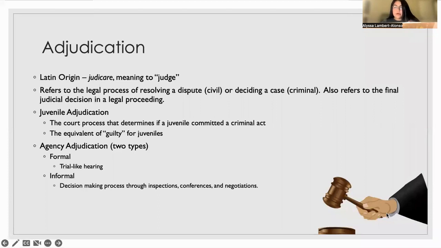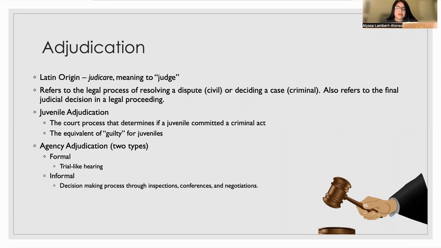The next topic I'm going to discuss is adjudication. It comes from a Latin origin, judicare, which means to judge. It refers to the legal process of resolving a dispute in civil cases or deciding a case in criminal cases. It also refers to the judicial decision itself, which is the final judgment in a legal proceeding.